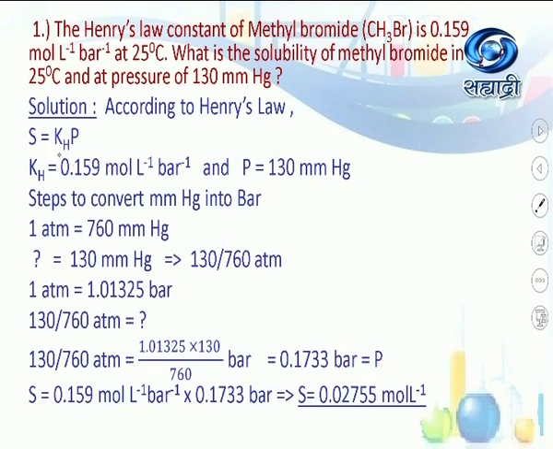So let us substitute the value of KH and P in this expression so that we can write S is equal to 0.159 mole per liter per bar into this pressure 0.1733 bar. See here, bar per bar will get cancelled, and which unit will be left? Mole per liter. And if we do the multiplication, we get the answer as 0.2755 mole per liter. So finally you have to write the solubility of methyl bromide in water is this answer. Unit is important. If you don't write the unit, half a mark will be lost.